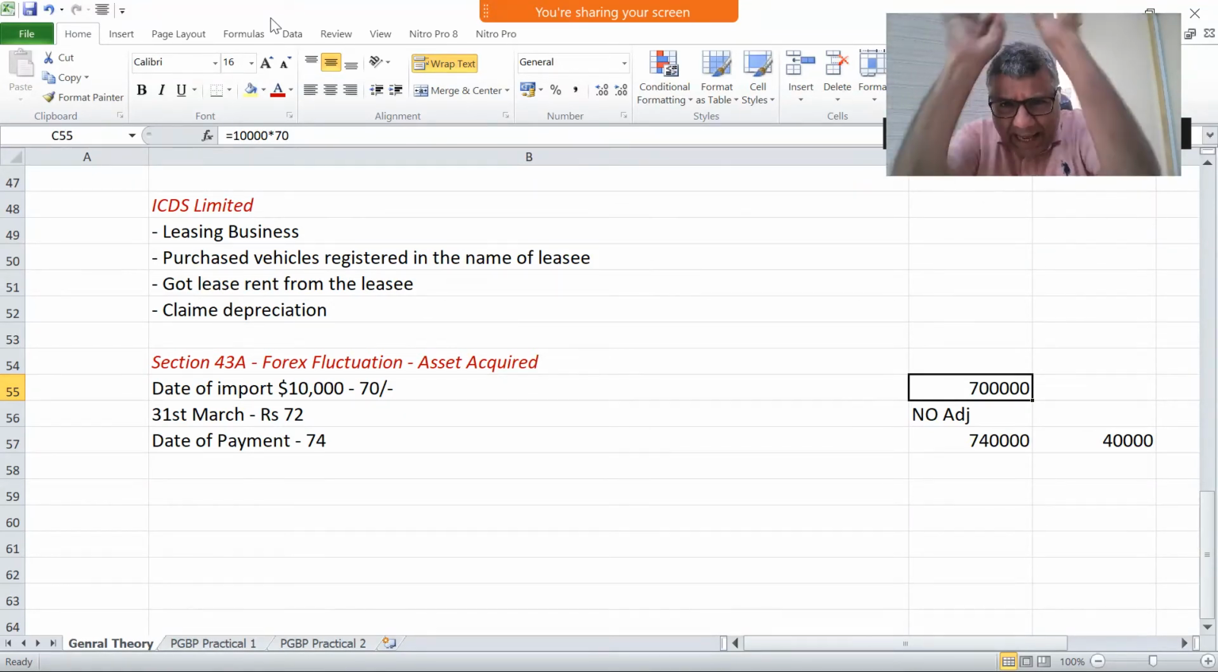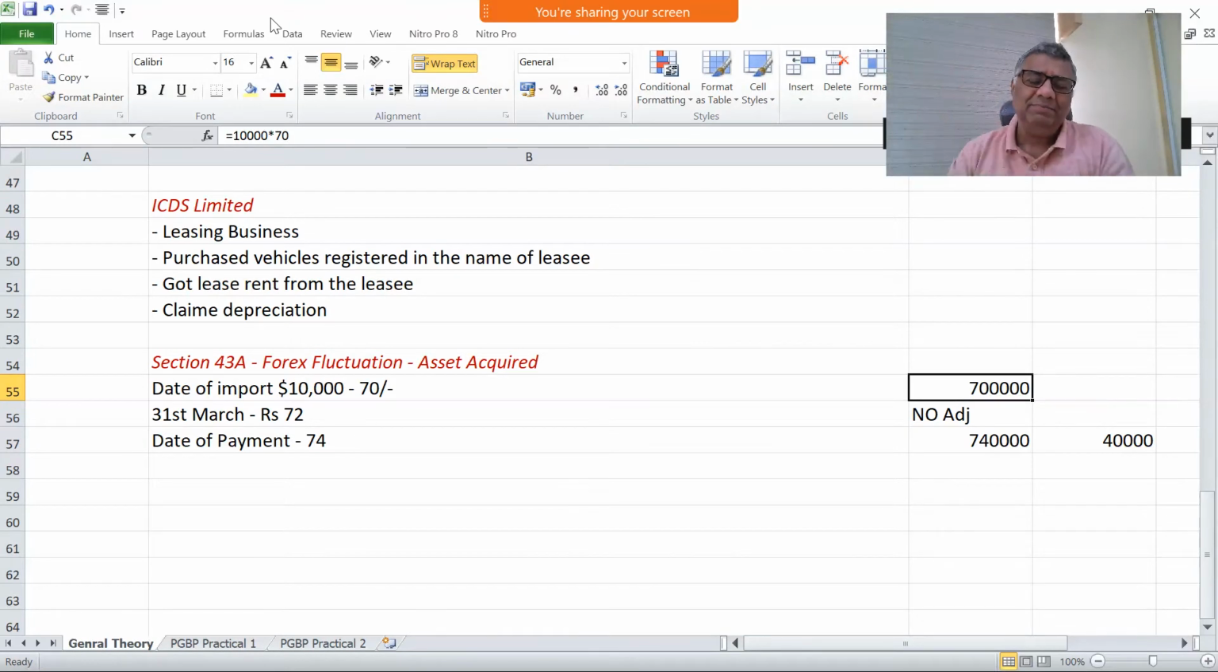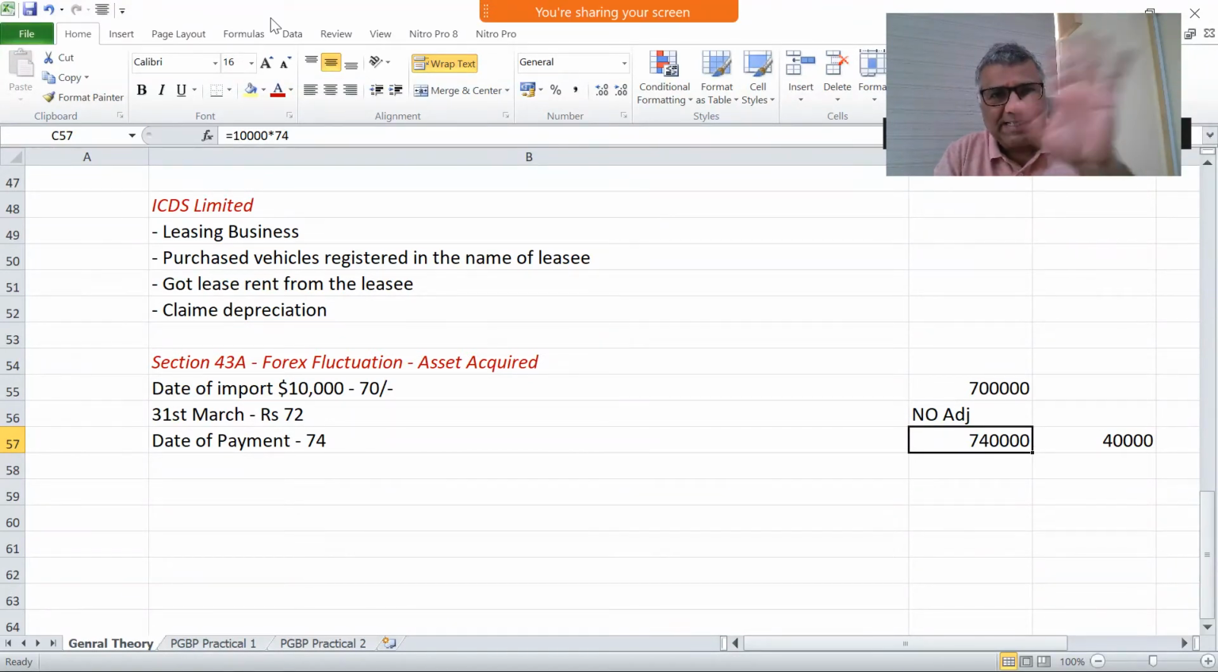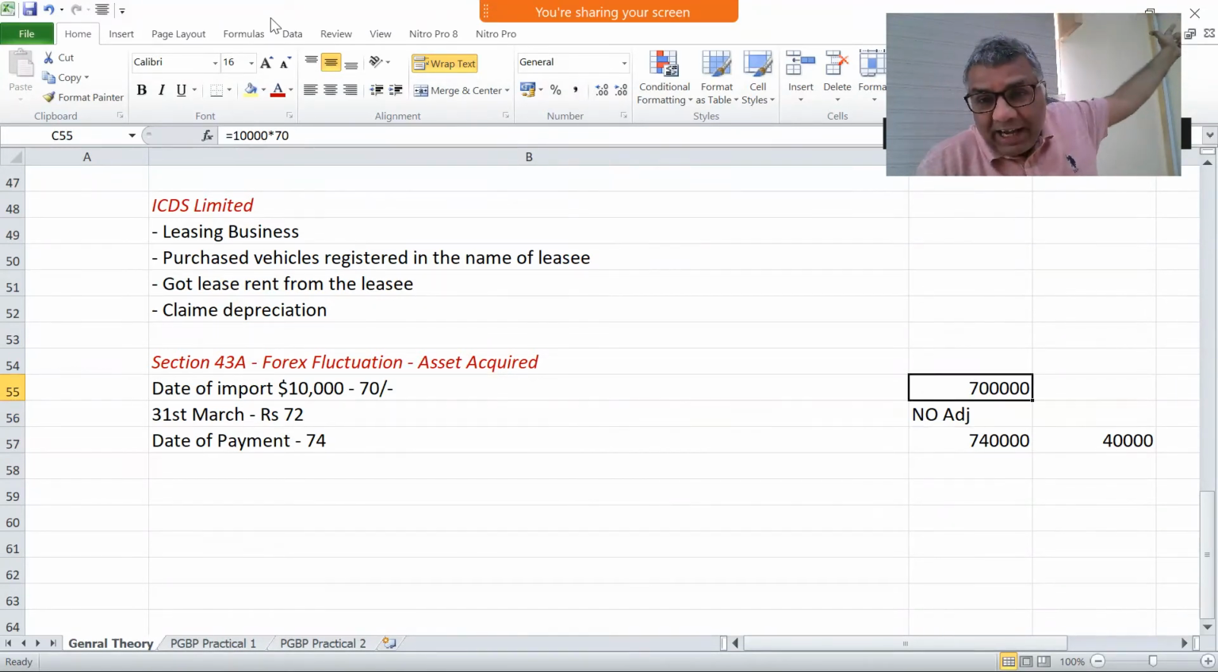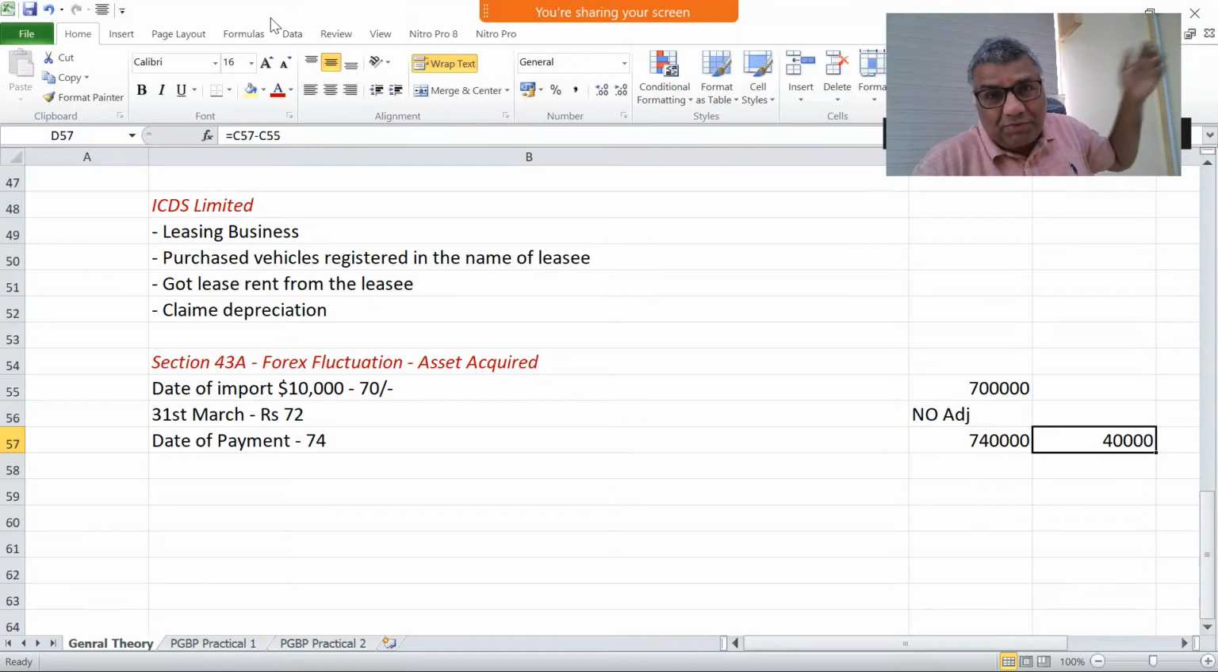Adjustment will only be made when the payment is made. There is no concept of restatement. On the date of payment, the difference between the value paid and the value recorded will be adjusted with the cost of the asset. If it is more, increase. If it is less, decrease.